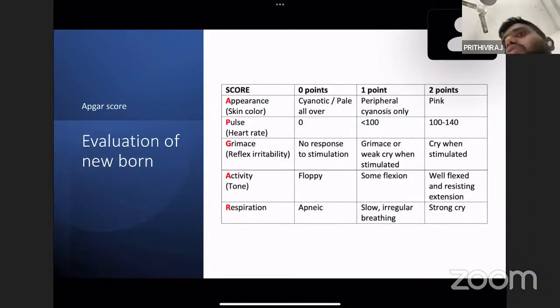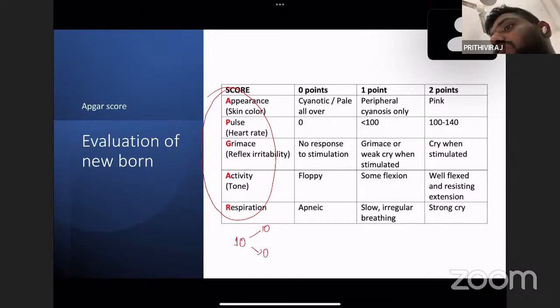So in the Apgar score, this is the table which you should know. There is no other way, but you should know what Apgar is: appearance, pulse, grimace, activity, respiration. The total score is 10. The maximum score is 10 and the minimum score is 0.